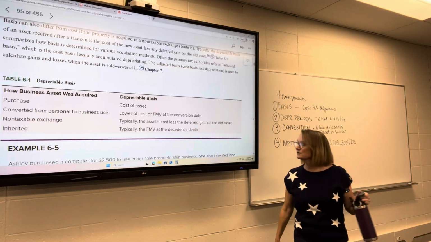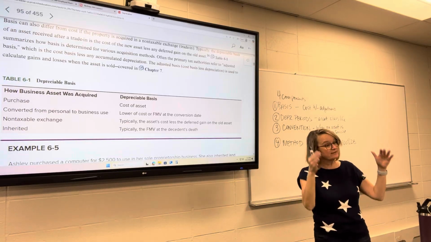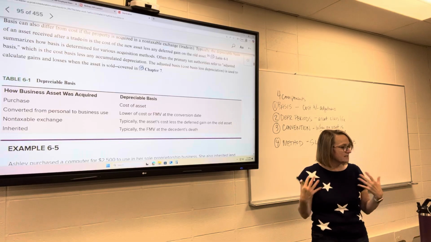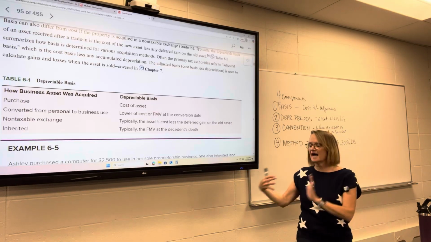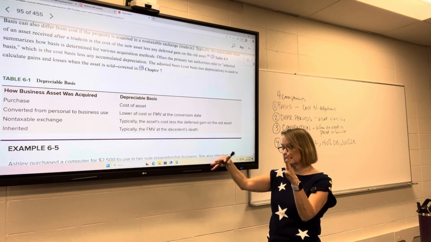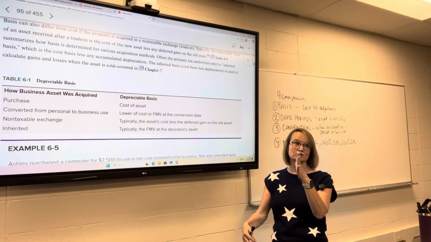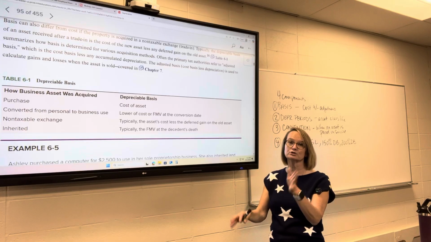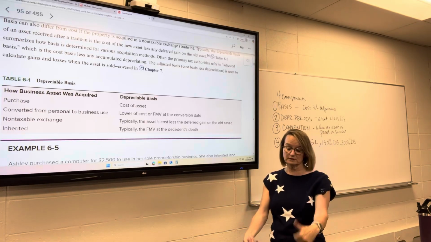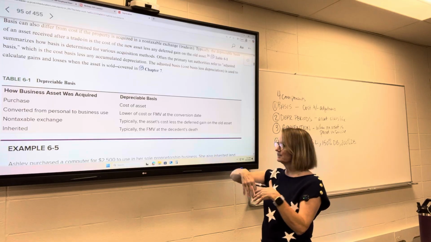Non-taxable exchange, usually it's the asset's cost less the deferred gain on the old asset. So you have to do that calculation of what would the gain be on that old asset if I were to sell it, and then attach that amount to the new asset and you're attaching it by decreasing the basis. So it means you get to depreciate less of it. So your depreciation expense is going to be lower. Plus, when you sell that next asset, you're going to have a larger gain at that point.